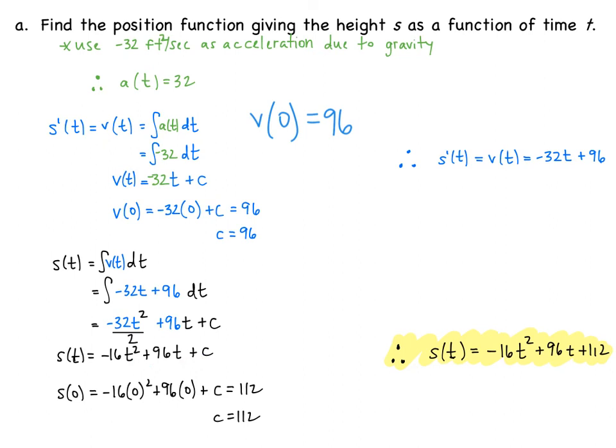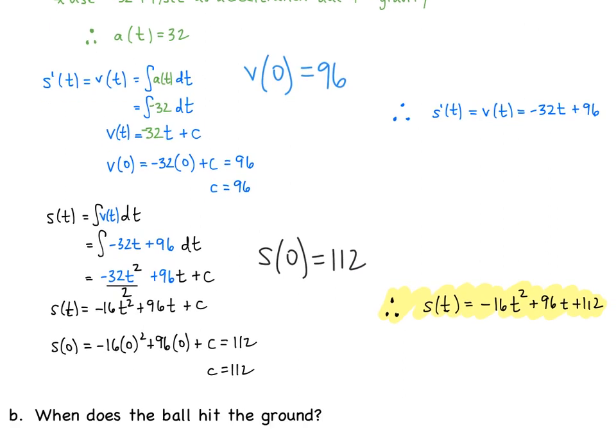And remember, we were told that our initial position was 112. So we use that fact to find our c value. When you plug that in, we get c to be 112. So we get our position function to be s of t equals negative 16t squared plus 96t plus 112.